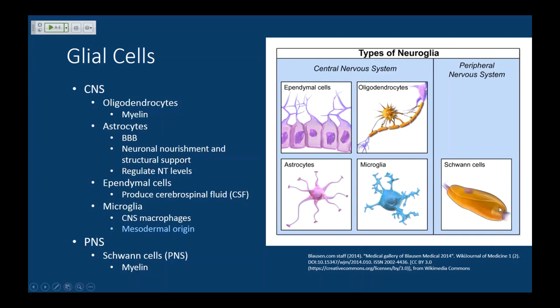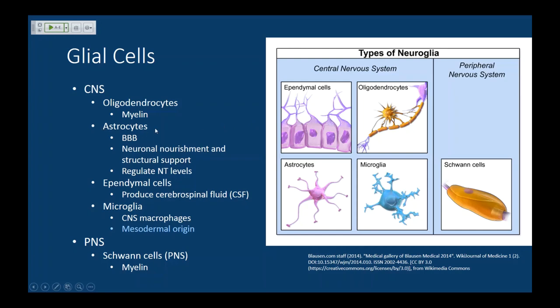We've already talked about oligodendrocytes and Schwann cells. Oligodendrocytes are going to myelinate central nervous system axons, and Schwann cells are going to myelinate peripheral nervous system axons. One big difference is oligodendrocytes, as depicted here, will actually branch out and myelinate multiple axons, whereas a Schwann cell will only myelinate one portion of one axon.